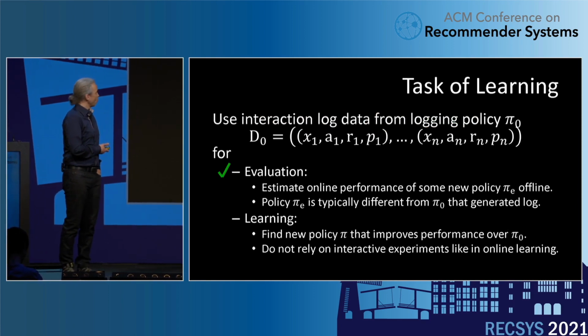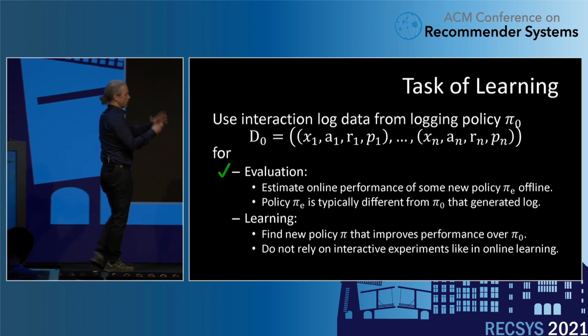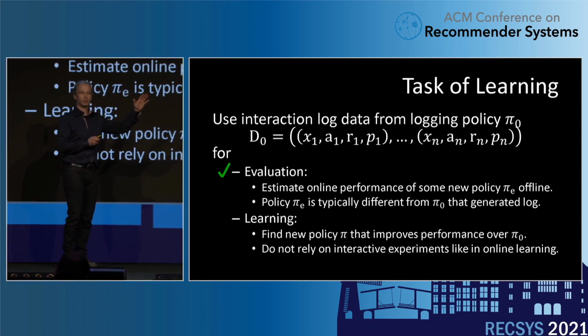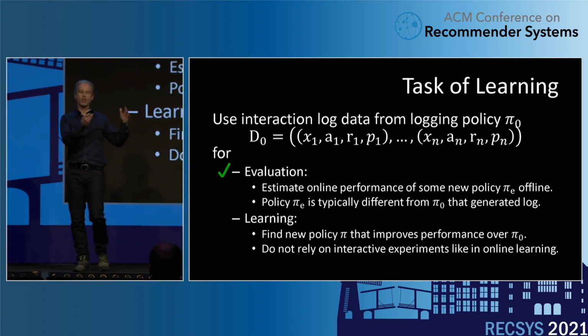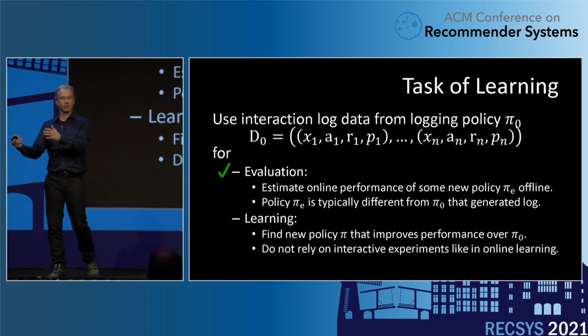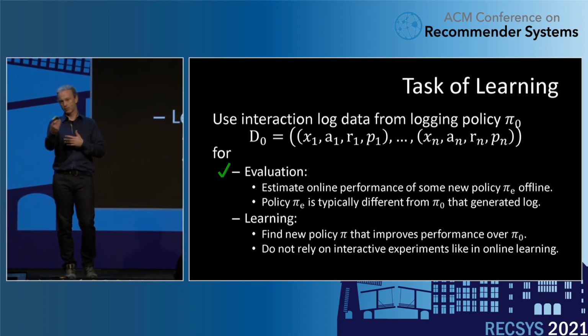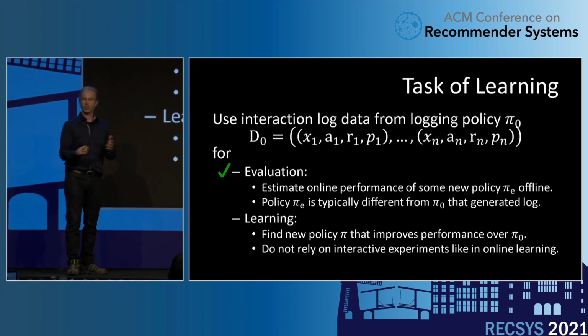So we've seen how to take one new policy, pi e, and evaluate the performance offline, right? We answered this counterfactual question of, if we had used pi e instead of pi null, what would the performance have been? And we've seen many different ways of how to do this estimation. In some cases it's more difficult, in some cases it's easier.